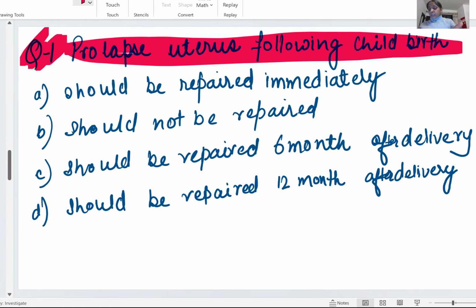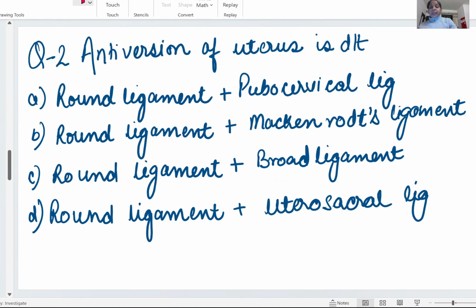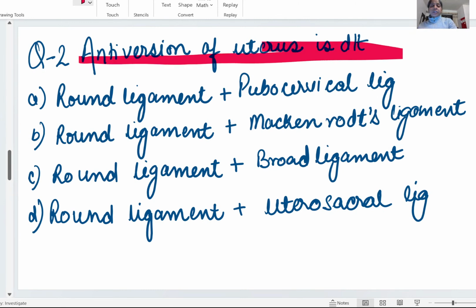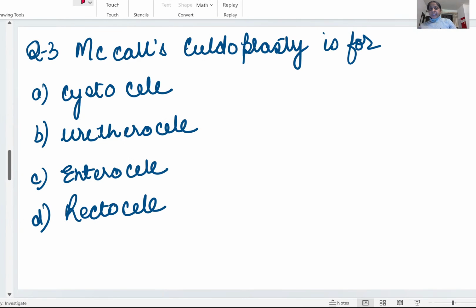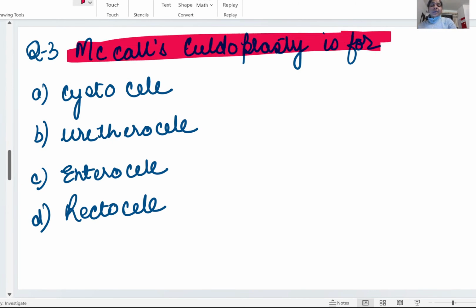Now here are the expected questions. Question number 2: antiversion of the uterus is due to. This is a NEET PG PYQ and it is very expected. Question number 3: McCall culdoplasty is for.